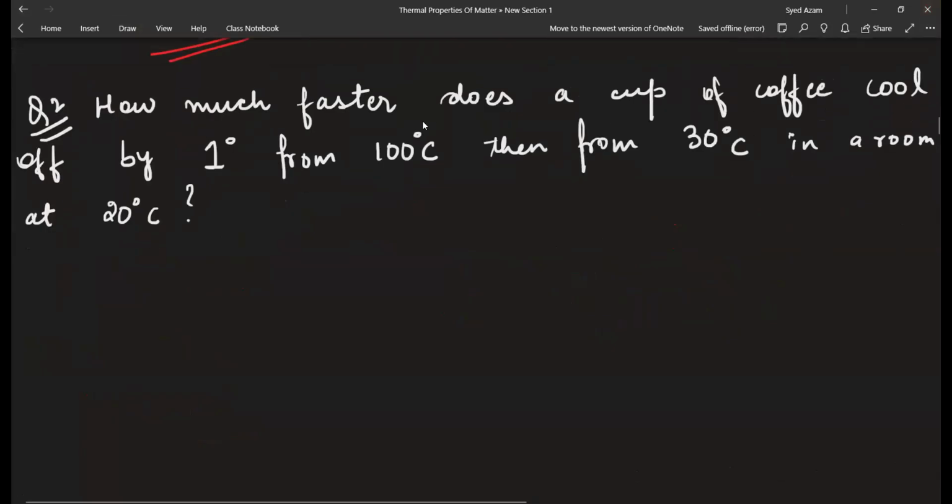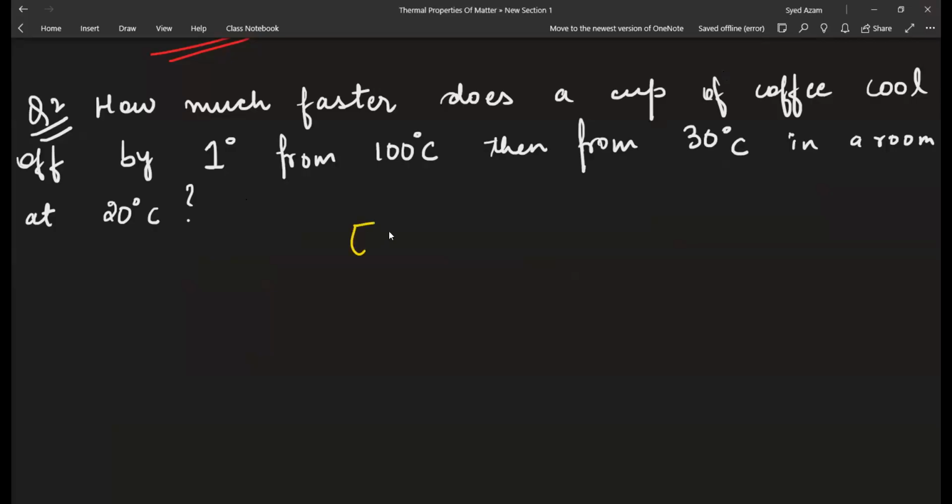Okay, this question says how much faster does a cup of coffee cool off by 1 degree from 100 degrees Celsius? So this is the change in the time period. Then from 30 degree Celsius in a room at 20 degrees Celsius. Now in the first case, you have the temperatures 1 degree and 100 degree. And in the second case, you have the temperatures 30 degree and 20 degrees Celsius.